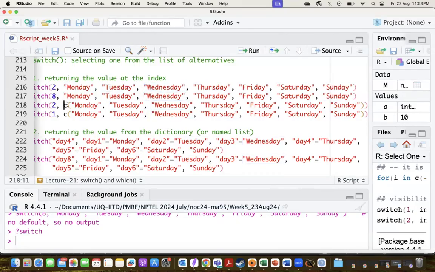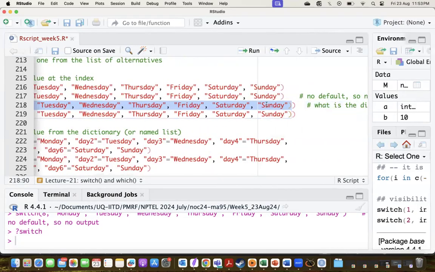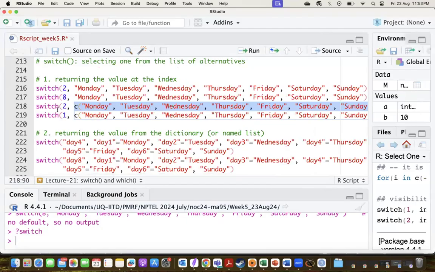Now, what if I just had one large element? What if I write 2 here? Or what if I write 1 here? Is all of this going to be considered as one element, or would it be split into these 7 elements? What do you think? It's a vector, ma'am. Yes. So what do you think would be the answer of line 218 and 219? Same, I think Tuesday only.